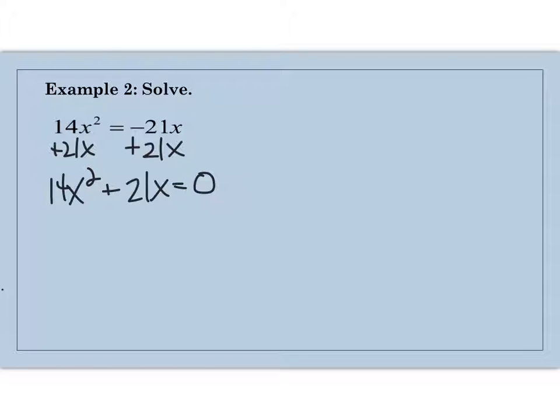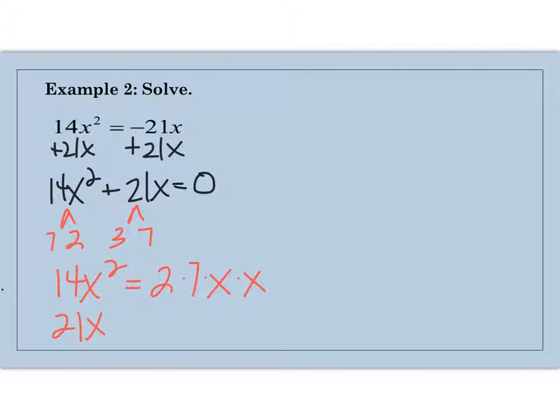Your next step is to factor it. So remember, yesterday we practiced those two different kinds of factoring. Your first question is always to look for a GCF. So I'm going to make a factor tree right here. So 14 I can split up into 7 and 2. 21 I can split up into 3 and 7. So 14x squared, if I list out the prime factorization, is 2 times 7 times x times x. 21x I can rewrite as 3 times 7 times x.